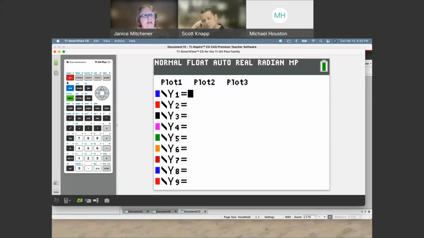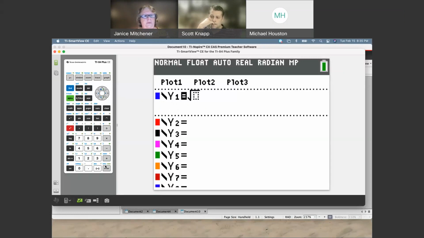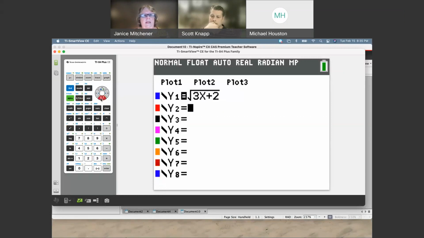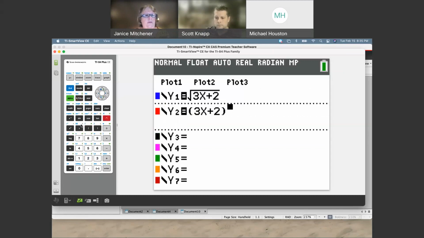I would say, okay, let's go ahead and graph the square root of 3x plus 2. And then let's graph our parenthesis, our expression 3x plus 2, and I'm going to raise this to the 1/2 power.